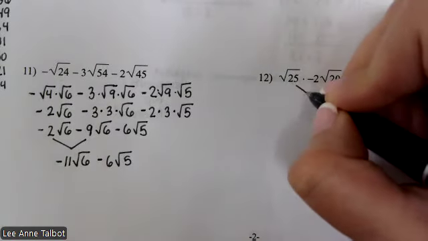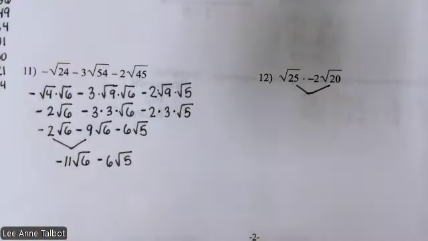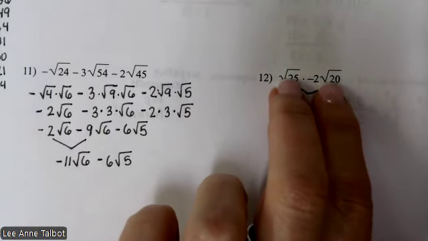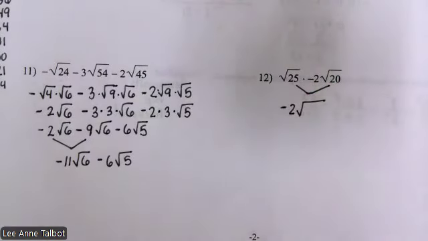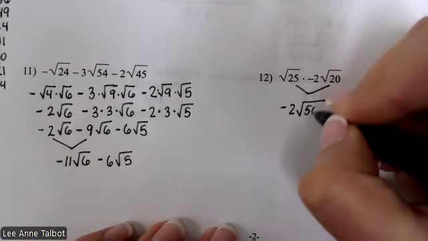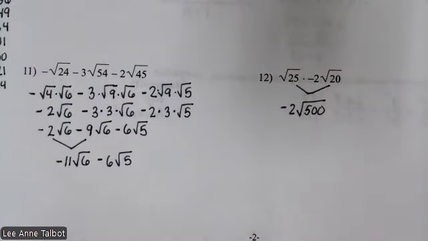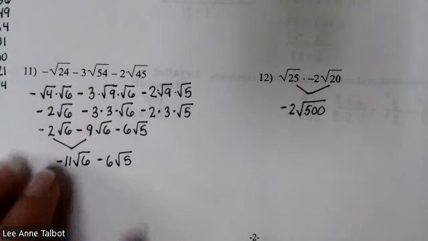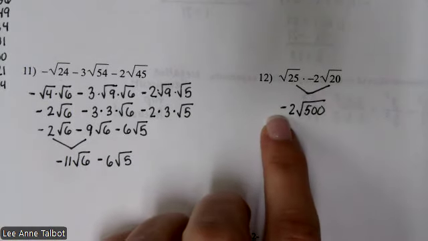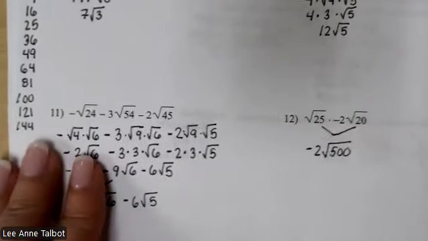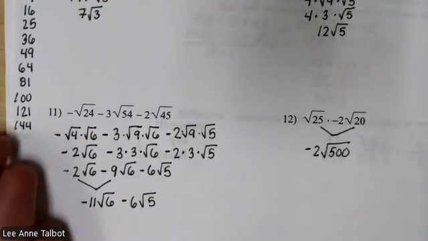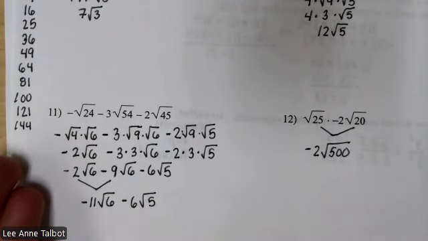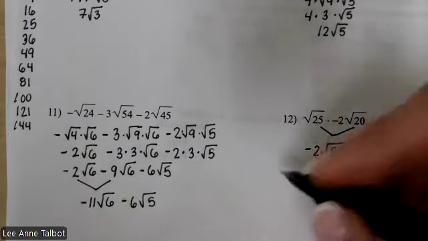Okay, number 12, last one. This is multiplication, so I'm going to multiply what's underneath the square roots. So I have negative 2 square root of 500. You guys see where the negative 2 came from? Okay, and which one of these numbers, these beautiful, gorgeous, lovely round numbers, is 500 divisible by? 100. That's my favorite.